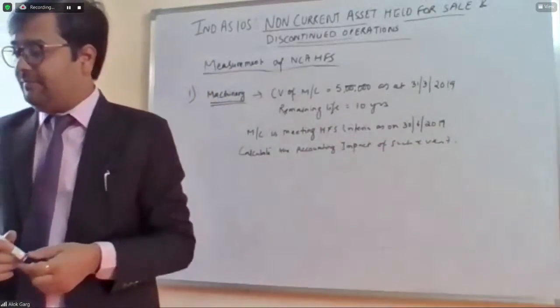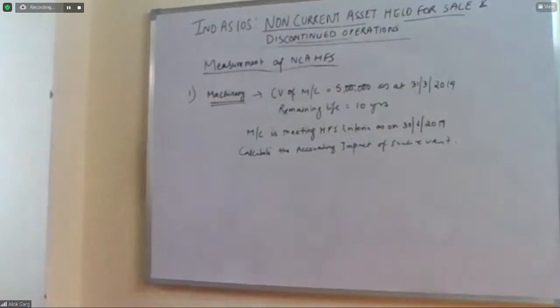The question is clear? The carrying value of machinery is rupees 5 lakh as on 31st March 19. The remaining life is 10 years. SLM method is used. Machinery is meeting held for sale criteria on 30th June 2019. Calculate the accounting impact of such event.